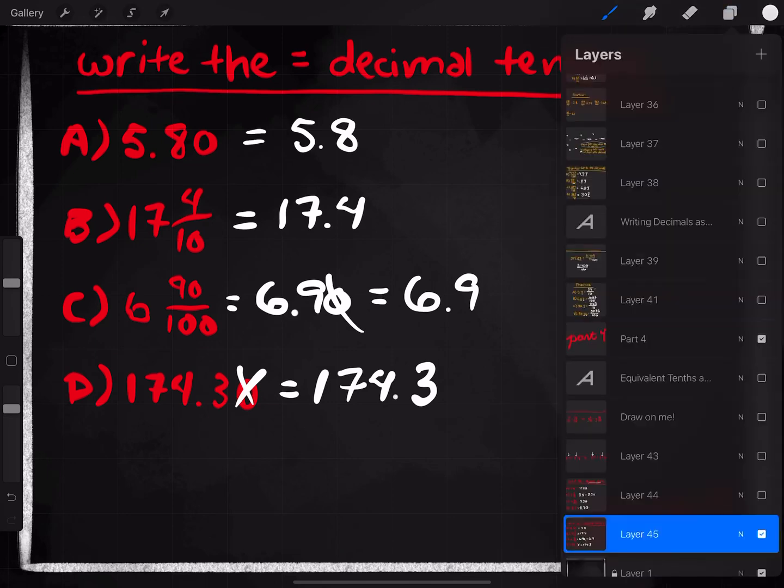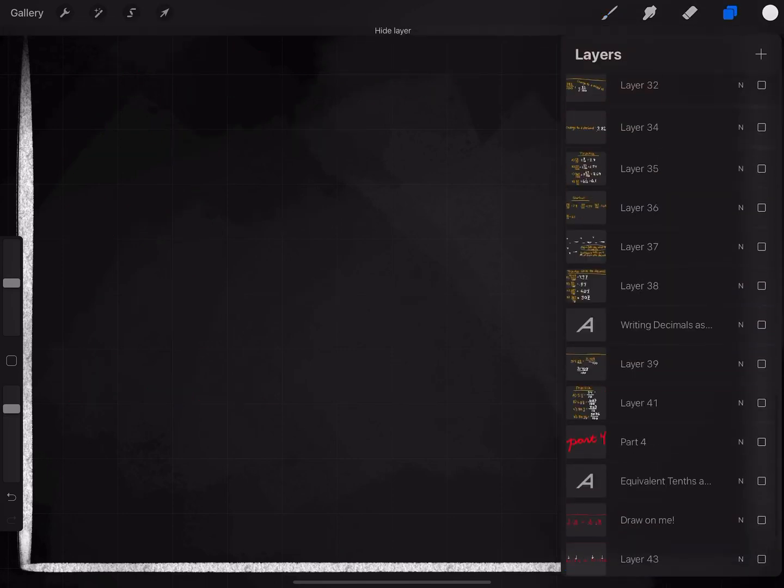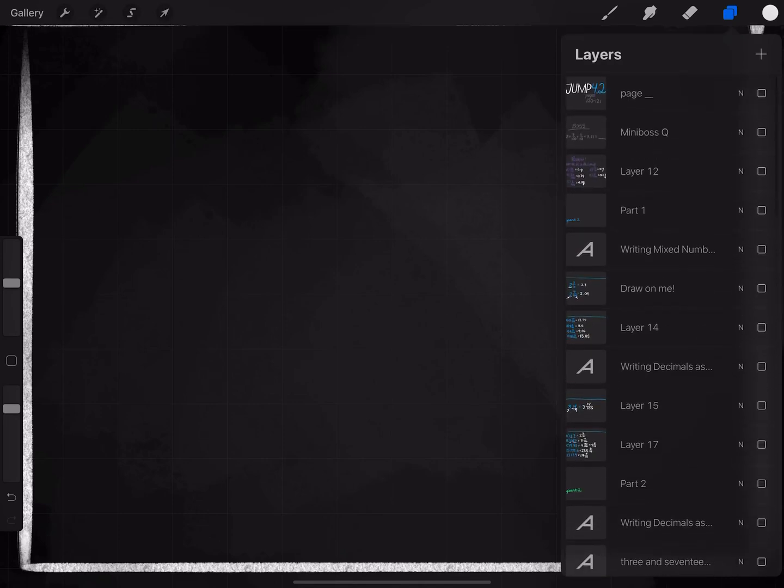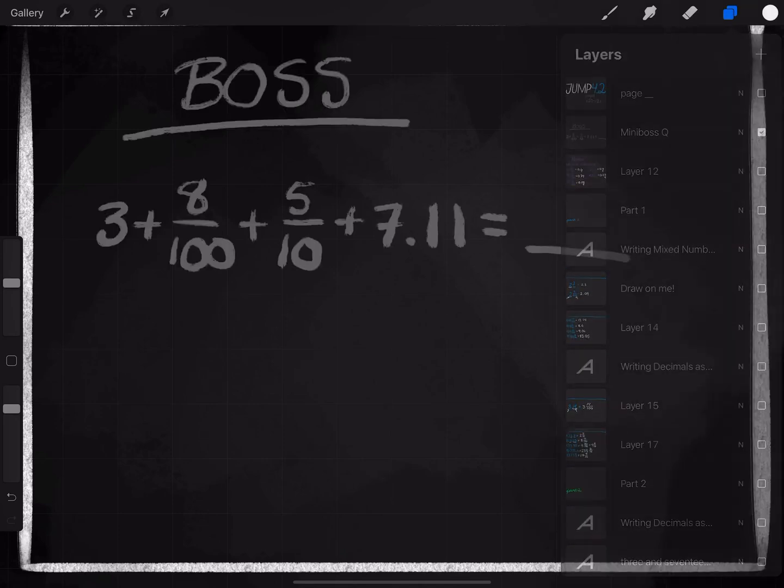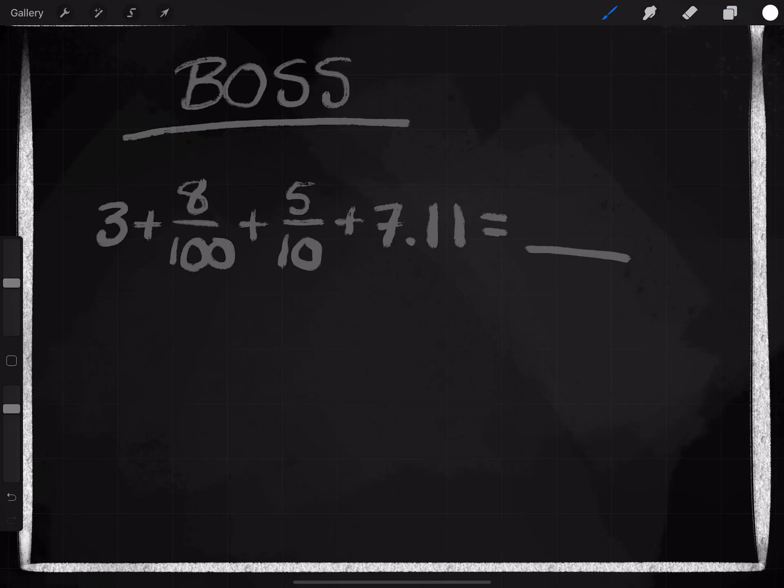So hopefully you found all these examples helpful. And if you have any questions, please write them on the math document so I know. And then go ahead and try your boss question.